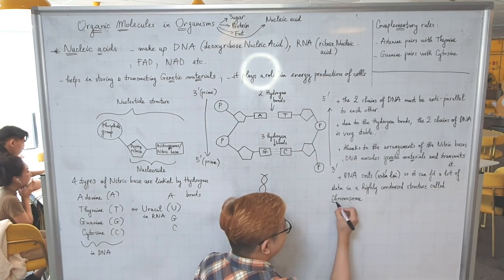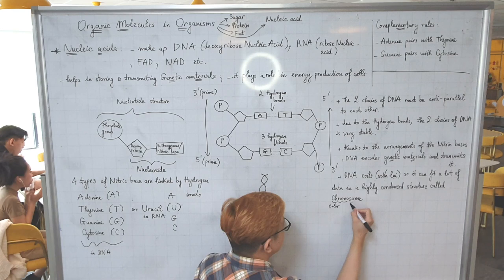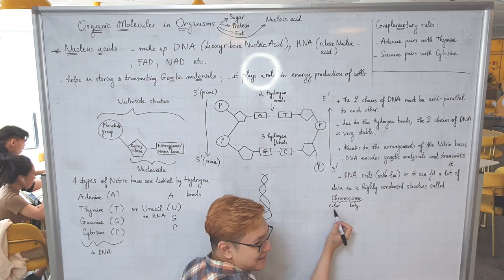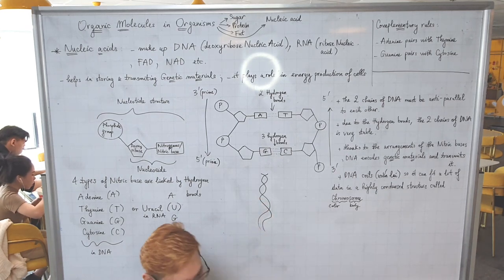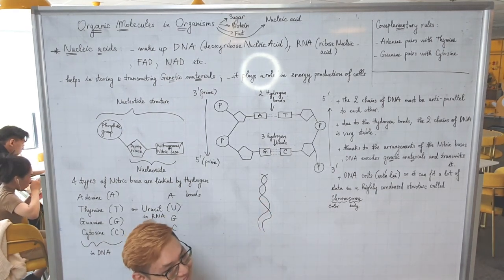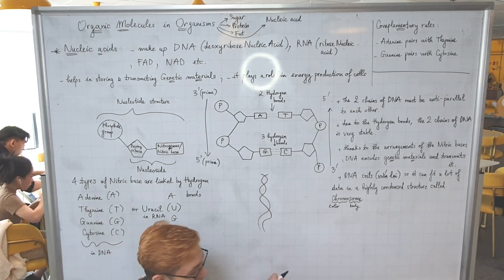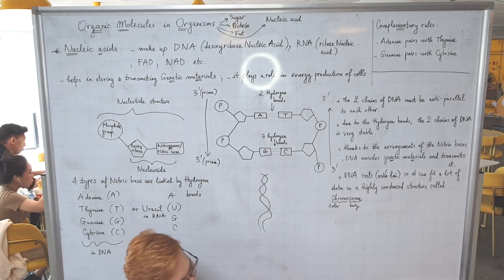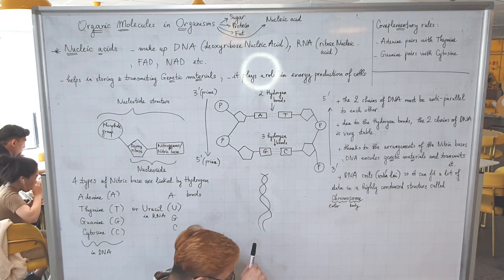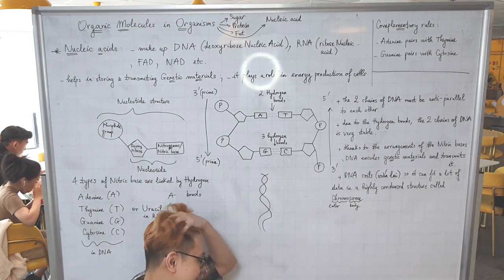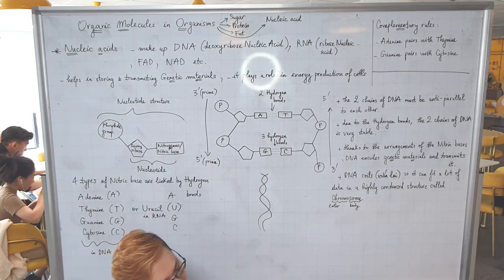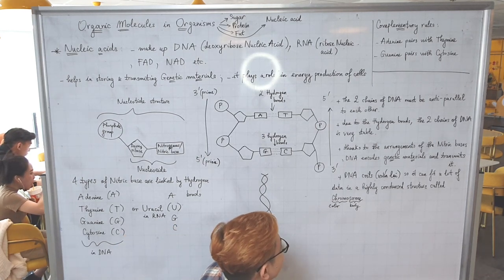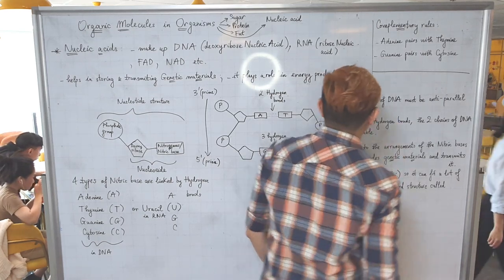So chromo means color, and some means body. Chromosomes can get the color easily when you put them in the lab. Alright, highly condensed structure called chromosome. Good enough.